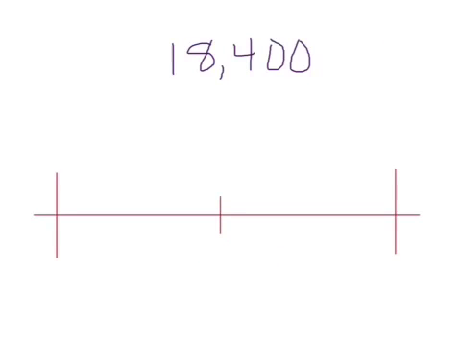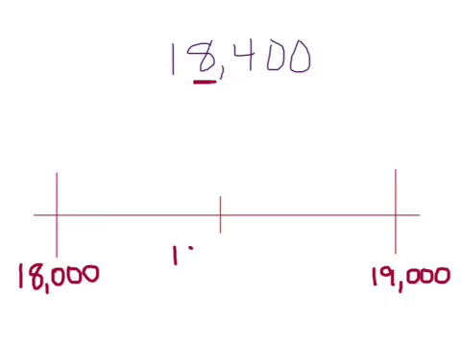Let's try one more with a bigger number, but we will use a number that falls in the 10,000s, but we're still going to be looking for the thousands place. So we don't always have to look for the largest place. The thousands place in this number is the 8, and therefore we will identify 18,000 as our leftmost number and 19,000 as our rightmost number. And in between these two would be 18,500. Once again, we have that 5 in place, which is the midpoint.